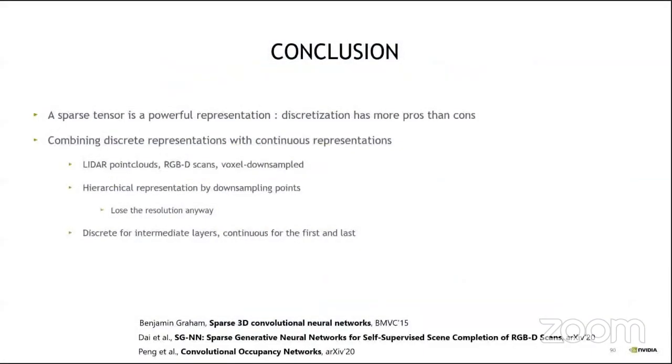In conclusion, a sparse tensor is a powerful representation that can be useful for many applications. Due to the fast random access and the compactness, we can do a lot of operations fast, which is also crucial for training a large network longer. However, I think that we can combine the continuous representations at the front and the end of the network to preserve the original resolution to make use of the pros of both representations. Also, combining with an occupancy network seems to be a promising direction.